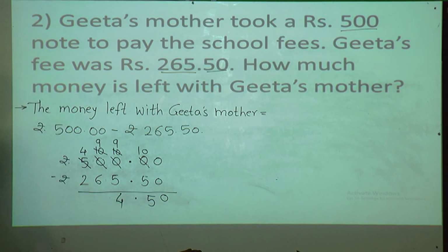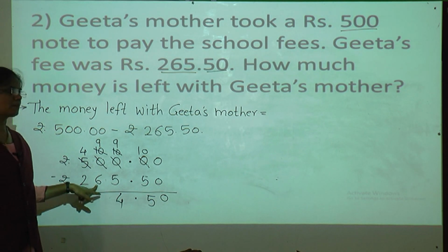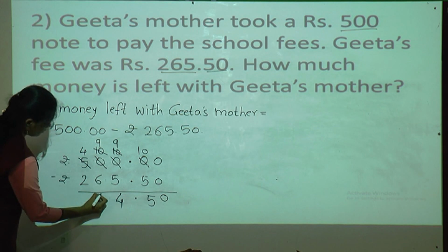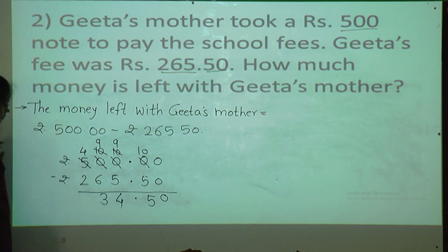Okay, then we'll move to the next place. See here 9 is there and here 6 is there, so 9 minus 6. Yes, after 6 count your fingers till 9. 9 minus 6, correct, 3. So we'll write here 3.